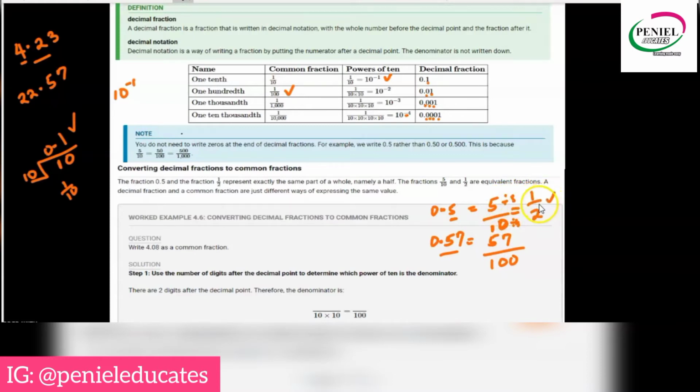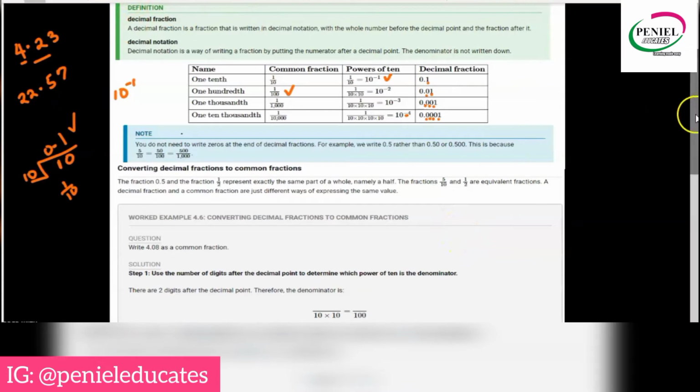All right, so a decimal fraction and a common fraction are just different ways of expressing the same value, and that is what we've just expressed here. Now let us look at examples of how we can convert decimal fractions to common fractions.